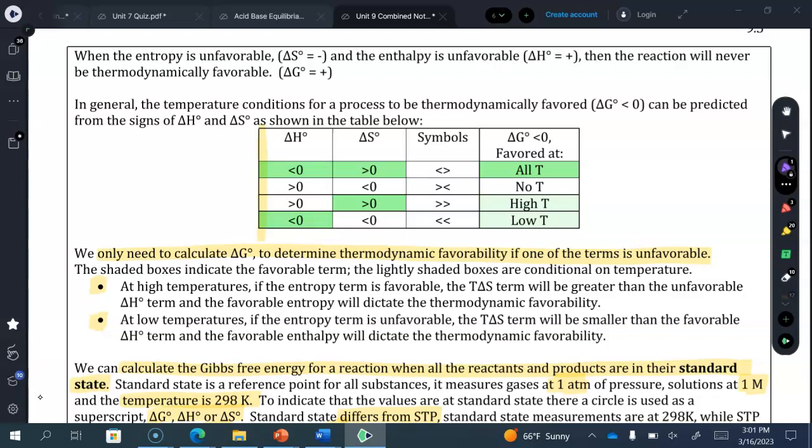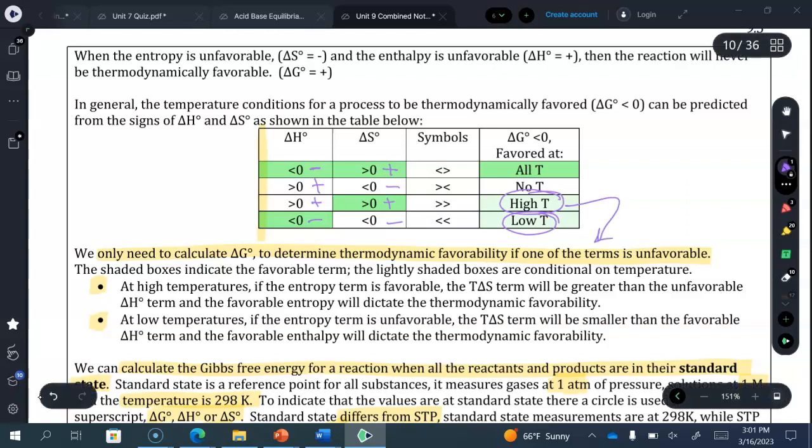and so Gibbs free energy is positive. In general, the temperature conditions for a process to be thermodynamically favorable, where delta G is less than 0, can be predicted from the signs of delta H and delta S, as shown in the table below. So when we have this one negative and this one positive, it's always favorable. This one positive, this one negative, it's never favorable. Positive and positive, only when it's high temperature, and negative, negative, only when it's low temperature. I think I said that right. Yes, I did. Okay, and so here we're going to explain that below.